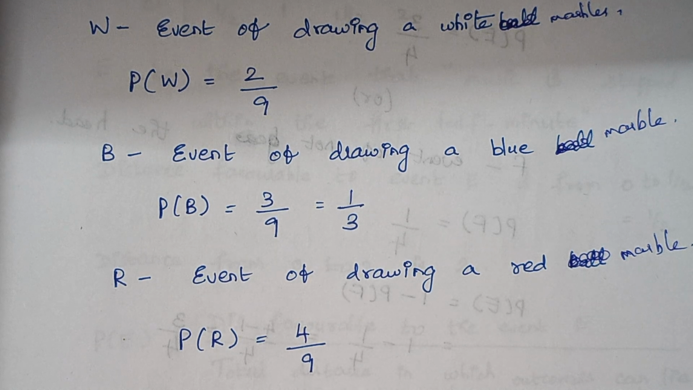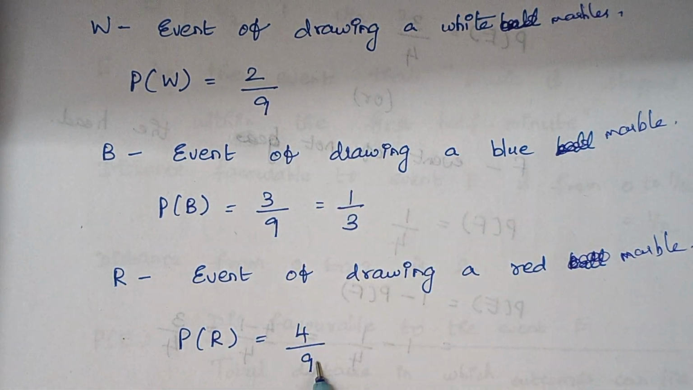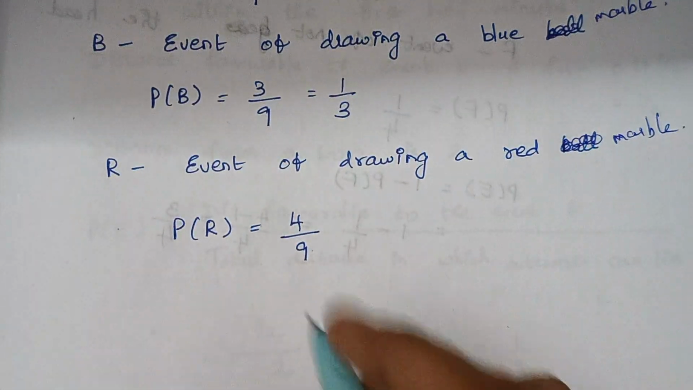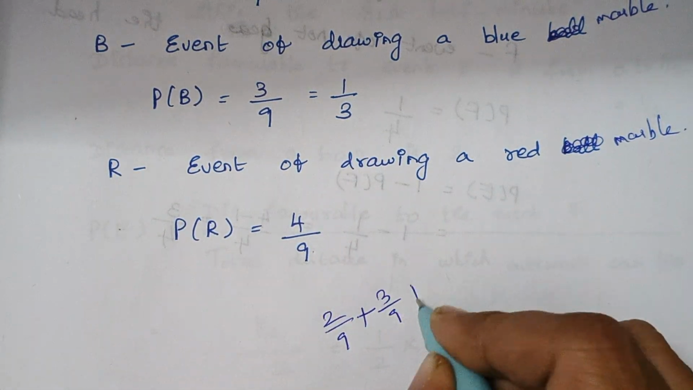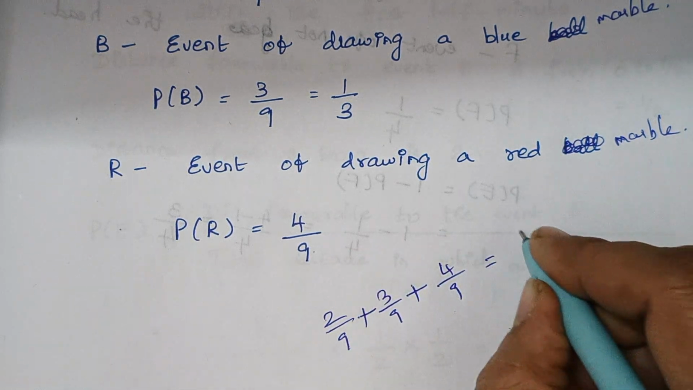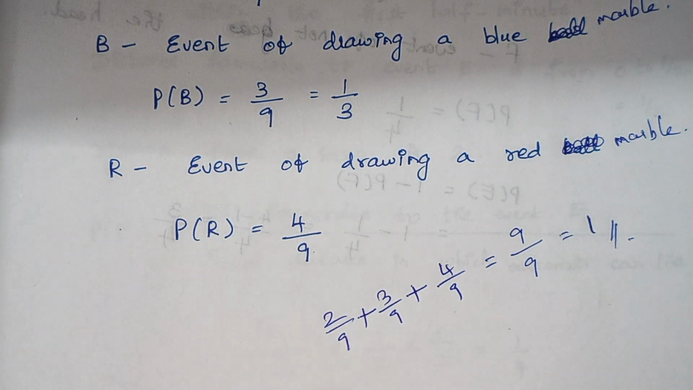You can even check the probability: when you add all these 3 terms, you should end up with the answer 1. The first number is 2 by 9, the second is 3 by 9, and finally we have 4 by 9. So when you add, what happens? It is obviously 9 by 9, which is equal to 1. So this problem gets over here.